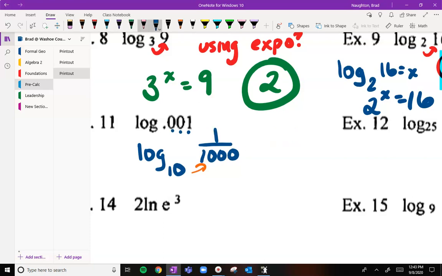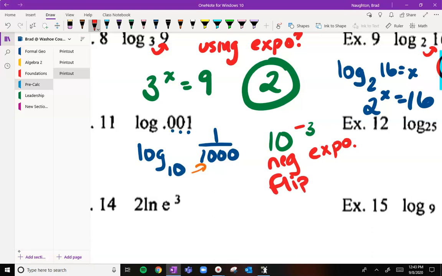So how do I get to 1,000? Well, it needs to be 10 to the 3. That's going to give me 1,000. But how do I make it 1 over 1,000? Well, that's if we use our negative exponents. Negative exponents are going to flip, as we talked about in the previous video. So in this case, it's going to be negative 3.